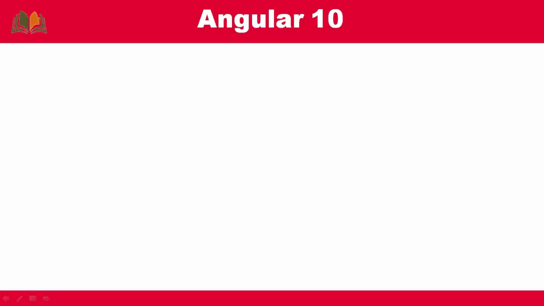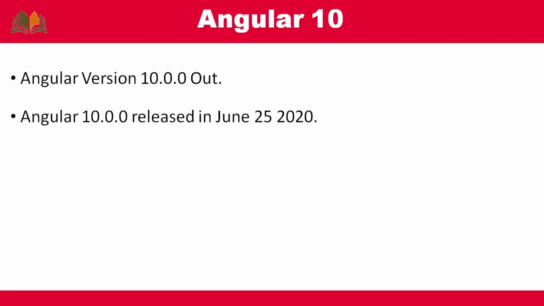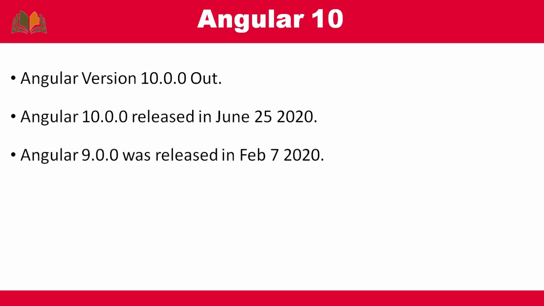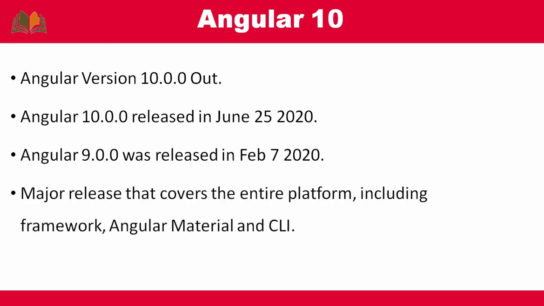So first thing, Angular 10 version is out, and Angular 10 was released on June 25, 2020, and Angular 9 was released on February 7th, 2020, which means from Angular 9 to 10 there is a gap of 4 months. But in case of our older versions like 6, 7, 8, there was a gap of around 6 months, and these are major versions which include the entire platform, and also include changes in the framework as well as in the CLI and Angular Material.